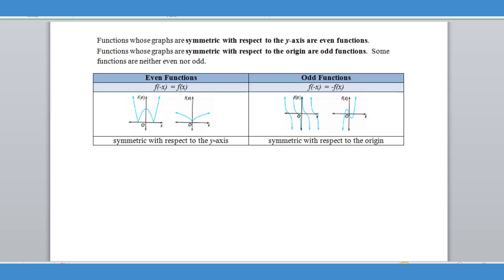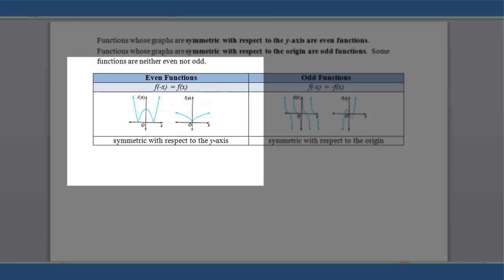And so if you take a look at the definition of an even function, it says an even function is symmetric with respect to the y-axis. And of course you can see in the table we give you a couple of examples. Now, if we need to determine if something is symmetric with the y-axis, we know that f of negative x is going to equal f of x.